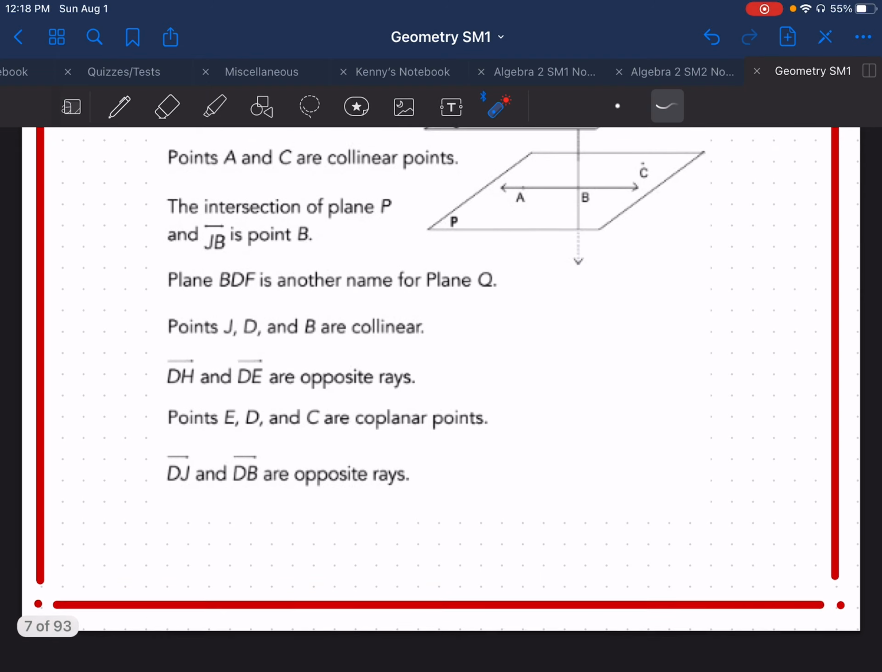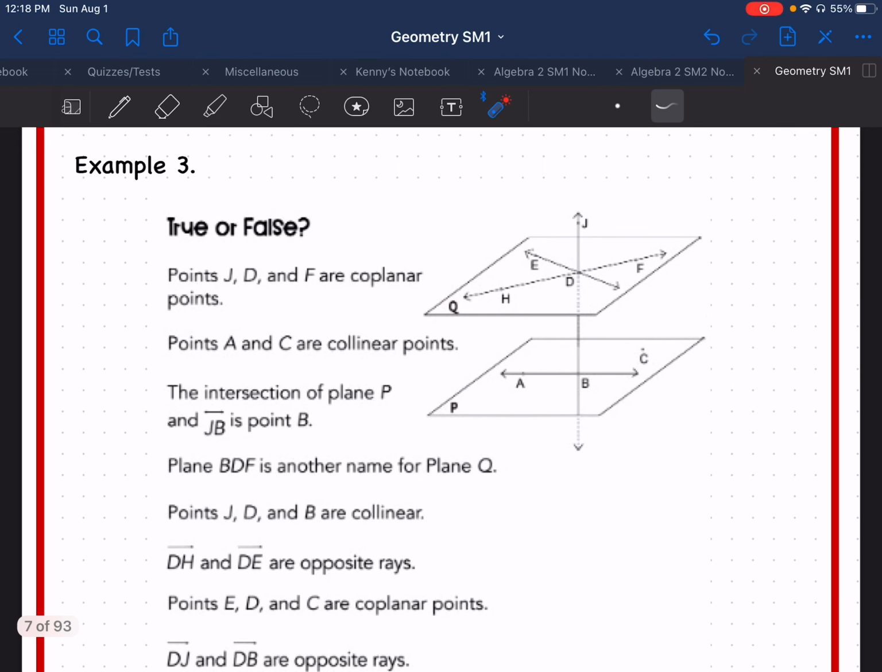All right, example 3, and I think this might be our last one. True or false? Taking a look at the picture, points J, D, and F are coplanar points. I'm going to go ahead and say, based on this picture, that is false. Could I put a plane on those 3 points? Yes, I could. But based on the picture, false. In real life, could I create a 3rd plane right here? Yeah, I could. There's another parallelogram. But based on the picture, I'm going to say false.